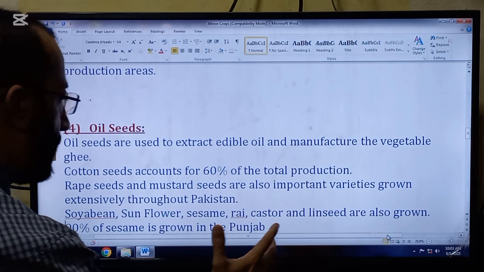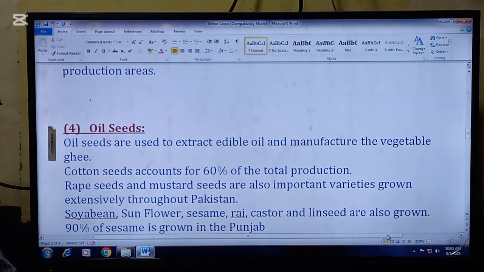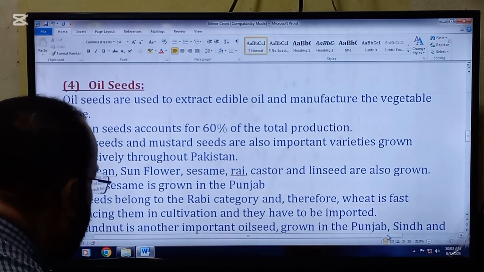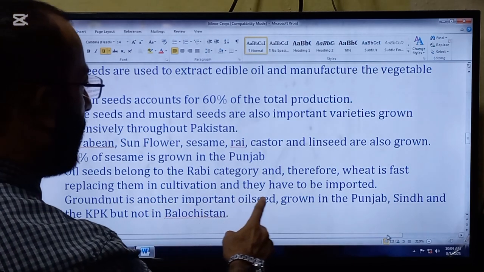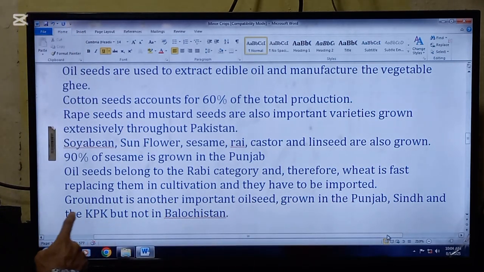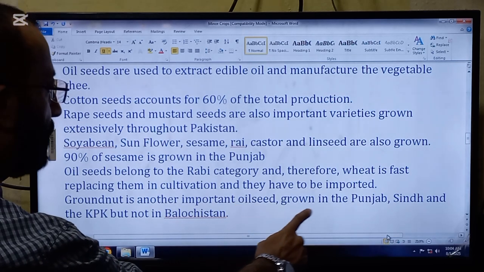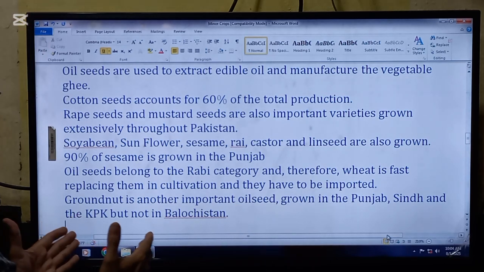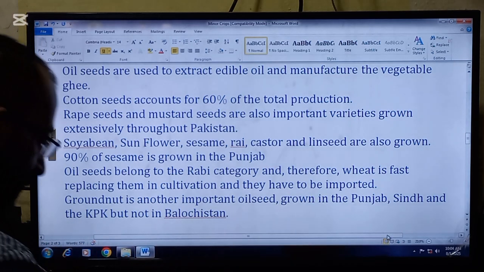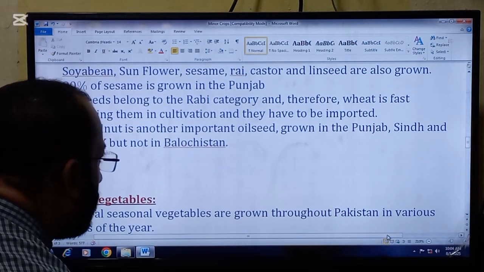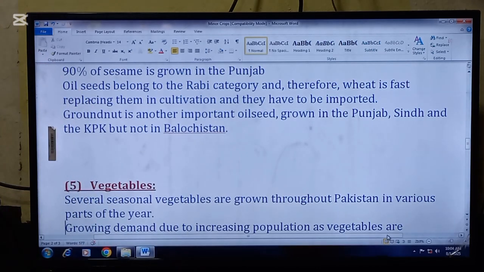These are important seeds and the oil of these seeds is expensive because they are not in plentiful amount in Pakistan. 90% of the sesame is grown in the Punjab. So Punjab is the main cultivating ground for this crop. Oil seeds belong to the Rabi category and therefore wheat is fast replacing them in cultivation and they have to be imported. Groundnut is another important oil seed grown in the Punjab, Sindh and the KPK but not in Balochistan because Balochistan's conditions are not favorable for the growth of this crop.